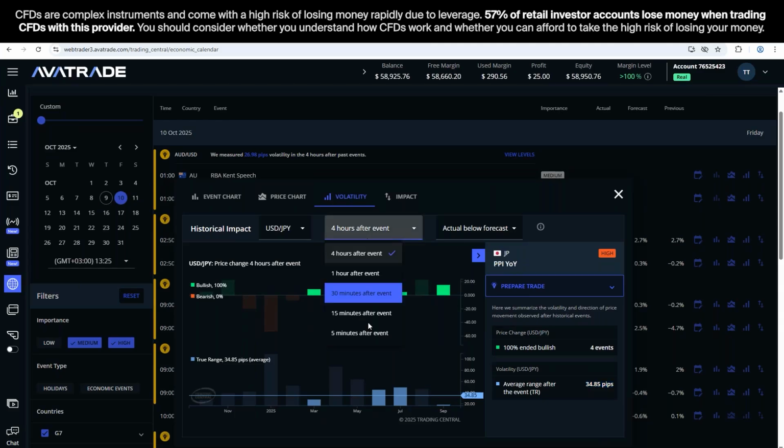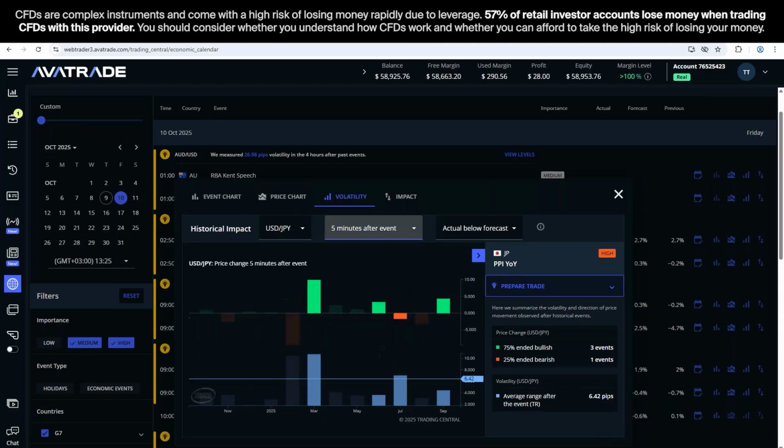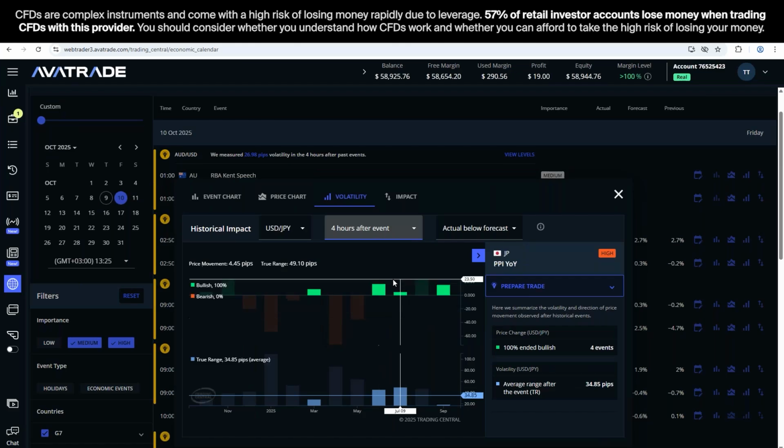In the first 5 minutes, average range movement, 6 pips. One of them was actually down. And by the way, it doesn't take 5 minutes to place a trade. So I'm saying in the first 5 minutes, this was the movement. You could place a trade in the first 5 seconds or 30 seconds if you see an entry point you like, understanding that in the past, after 4 hours, it was up 100% of the time when this data comes in below forecast.